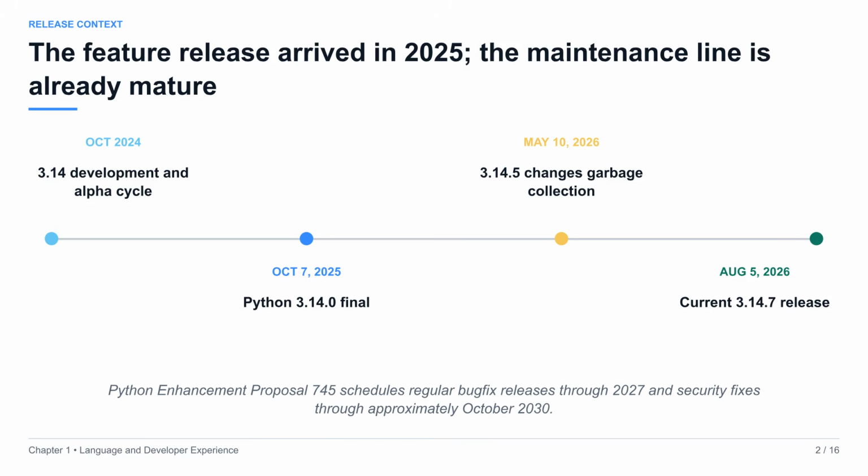The most visible example is garbage collection. The incremental collector used in 3.14.0 through 3.14.4 was reverted in 3.14.5. For application planning, treat Python 3.14 as a maintained release family and test against the newest available point release.